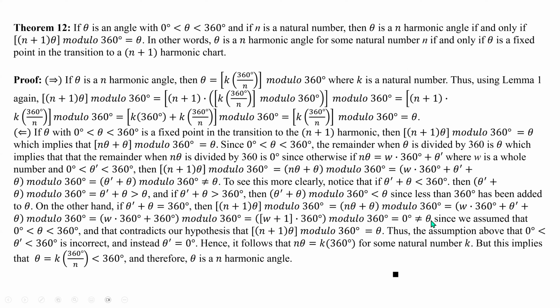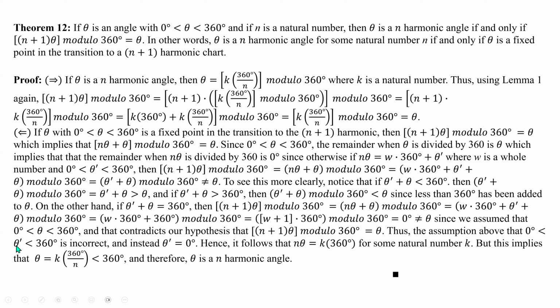This is a whole number times 360 degrees, so modulo 360 degrees that is going to be equal to 0 degrees, which is not theta, since we assume that theta is strictly greater than 0 degrees and strictly less than 360 degrees. And that contradicts our hypothesis that n+1 times theta modulo 360 degrees is equal to theta. So this means that our assumption that this remainder theta prime is strictly between 0 degrees and 360 degrees is incorrect.